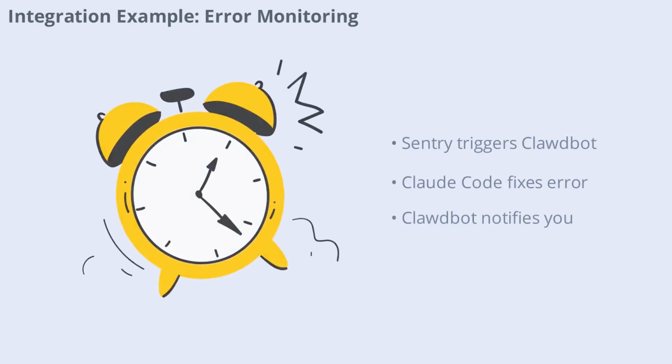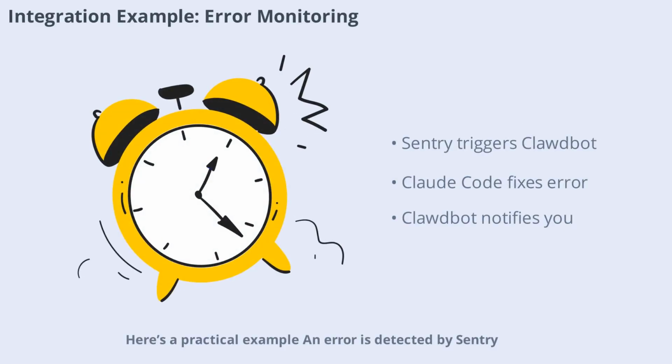Here's a practical example. An error is detected by Sentry, which triggers Clawdbot. Clawdbot analyzes the error context, then invokes Claude Code to investigate and fix the issue. Once the fix is committed and a pull request is opened, Clawdbot notifies you on WhatsApp with the PR link. This workflow demonstrates the power of combining both tools for seamless error handling and communication.